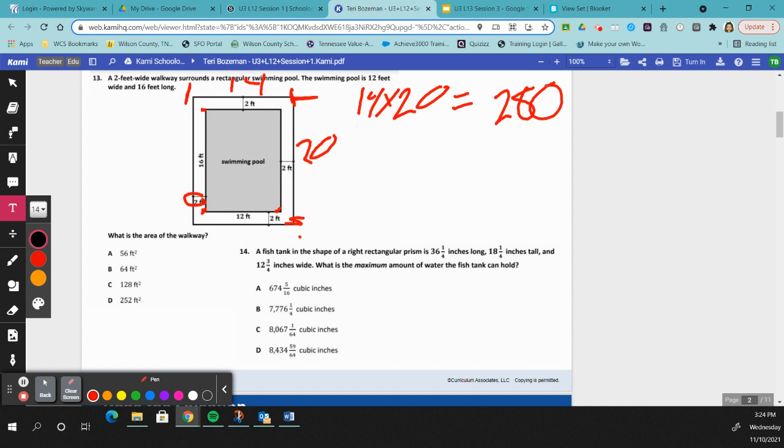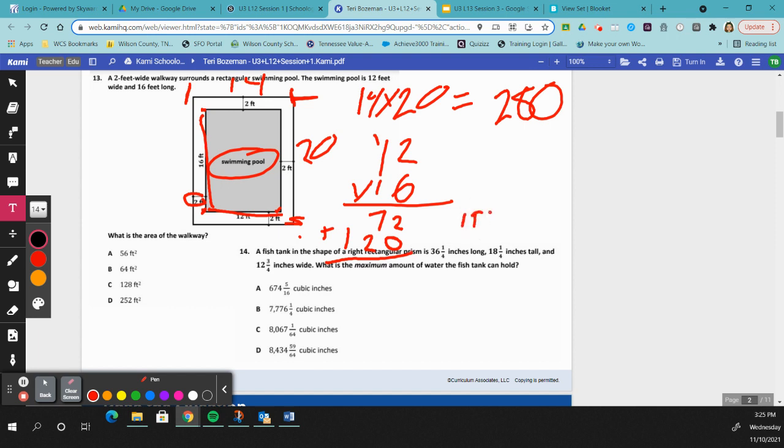Then we want to multiply for our inside area here of the swimming pool. And we have a 12 by 16 swimming pool, so we want to multiply 12 times 16. When we multiply this, we do 6 times 2 is 12, 2, regroup the 1. 6 times 1 is 6, plus 1 is 7, so 72. Then we are moving over to our tens place in our second factor, so we place 0 there, and then we have 1 times 2 is 2, and 1 times 1 is 1. We add this together, and we get 192.